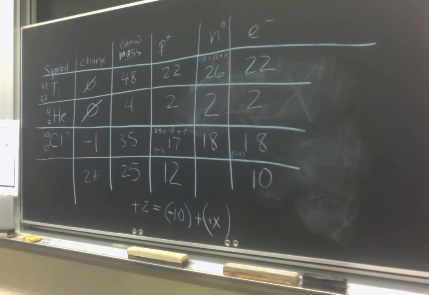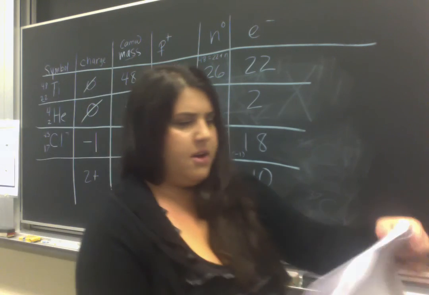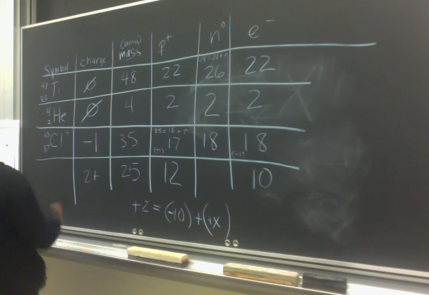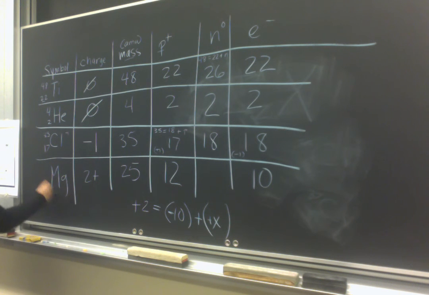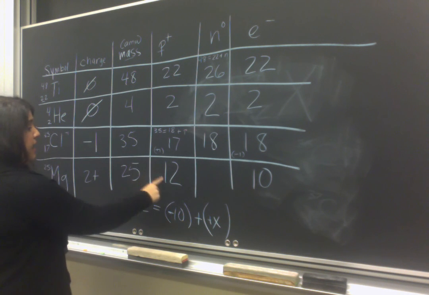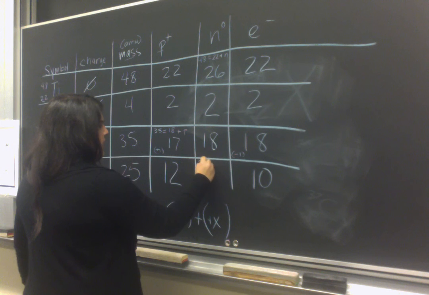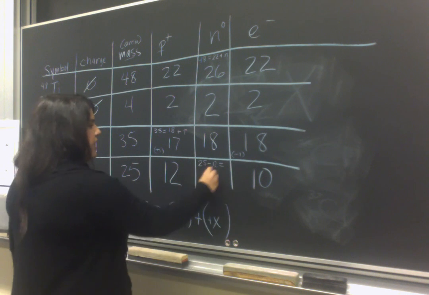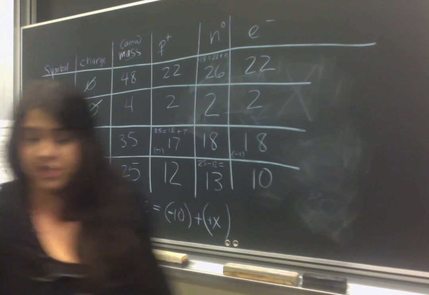Now, who's got 12 protons? If we look back on the periodic table, 12 protons would be magnesium. We have an identity: magnesium with 12 protons. Again, the mass gets put up on the top. I have 25 AMU as my mass. To find the number of neutrons, I must look at my mass and my protons. 25 minus 12 gives me my number of neutrons. Number of neutrons would be 13, and that finishes the table.